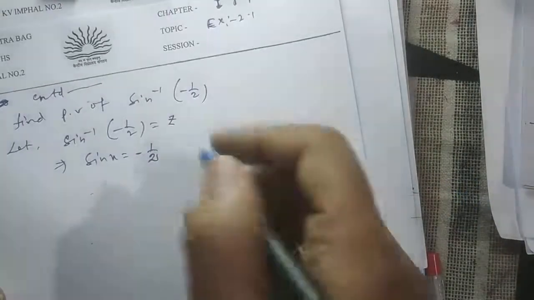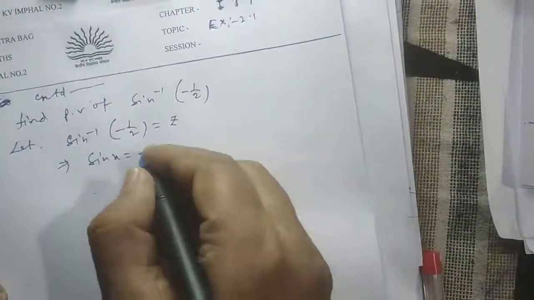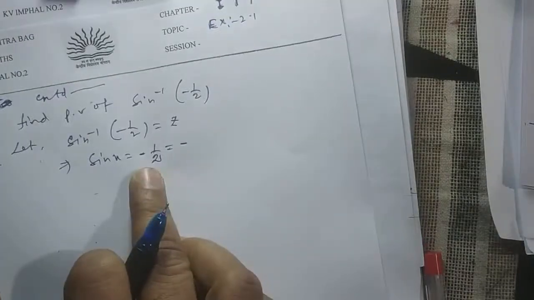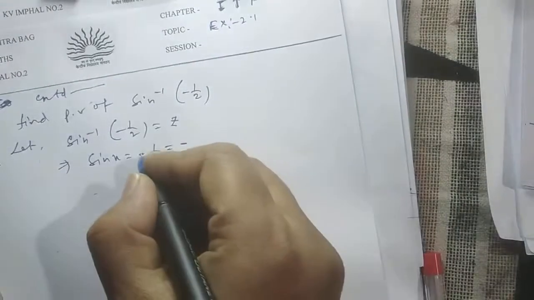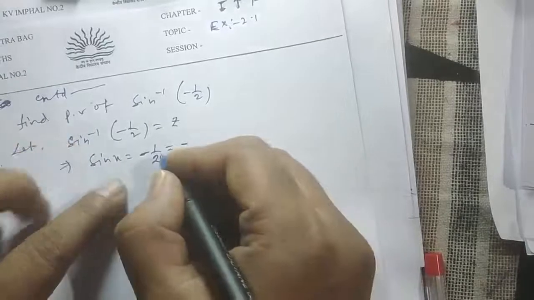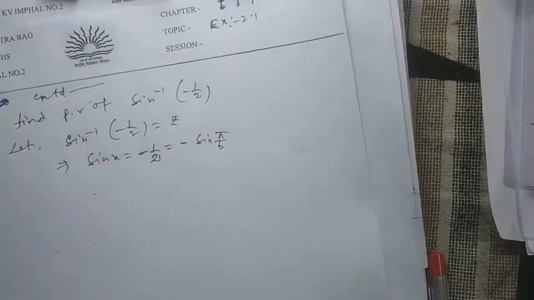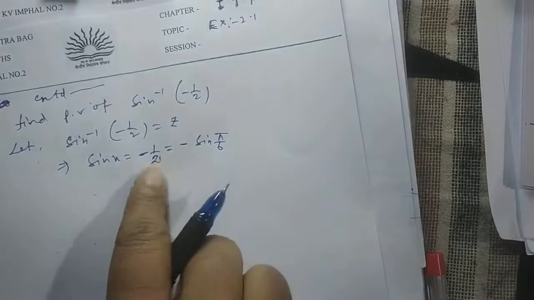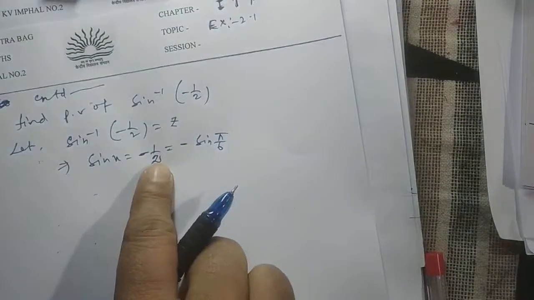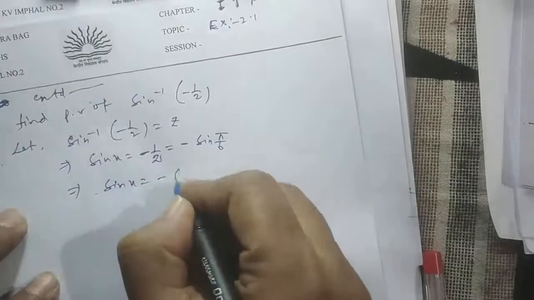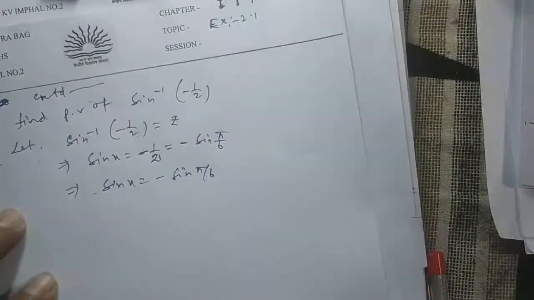Understand? Now write down the minus as it is. Here no need to modify. Just write down the minus as it is, and this half can be written as sin pi by 6, sin 30, because we know sin 30 is half. So finally we get sin z equals minus sin pi by 6, correct?